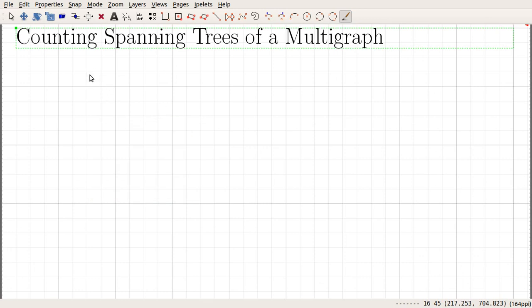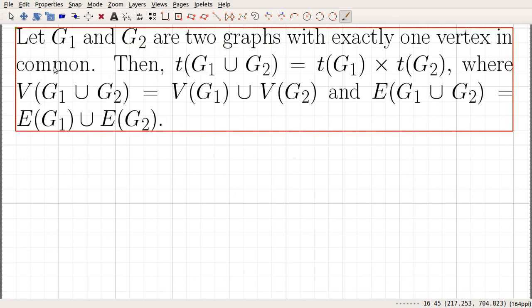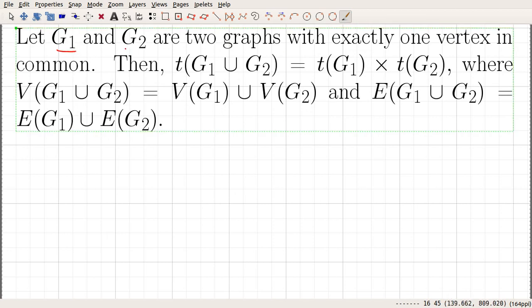Okay, in this video we continue our discussion on counting the number of spanning trees in an arbitrary graph. So in this video we are going to prove this statement. So this statement says, suppose that we have two graphs G1 and G2, and these two graphs share exactly one vertex, so with exactly one vertex in common. Then the statement says, in order to find the number of spanning trees in G1 union G2, find the number of spanning trees in G1, the number of spanning trees in G2, and take the product.